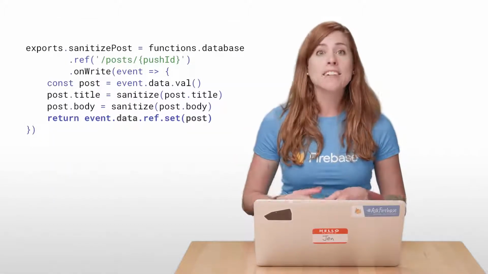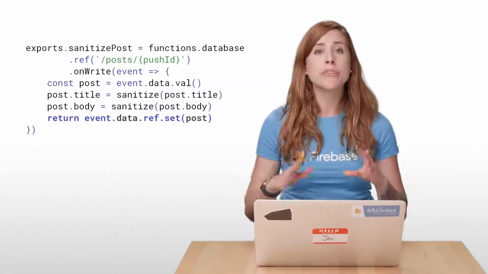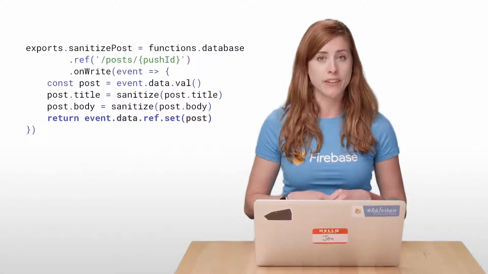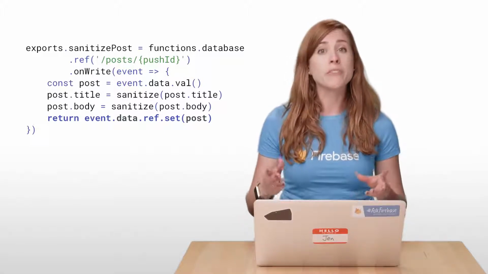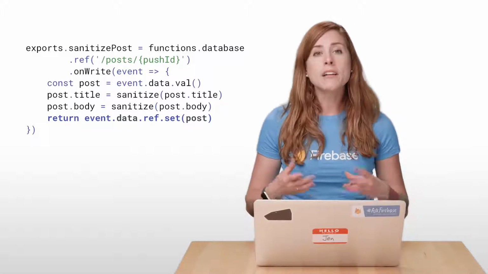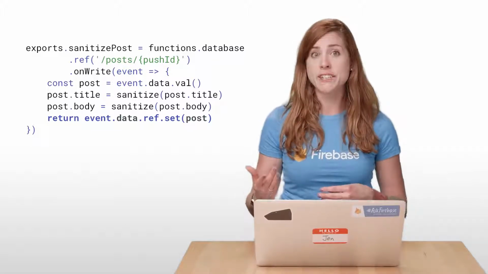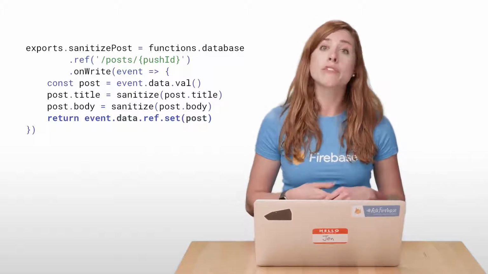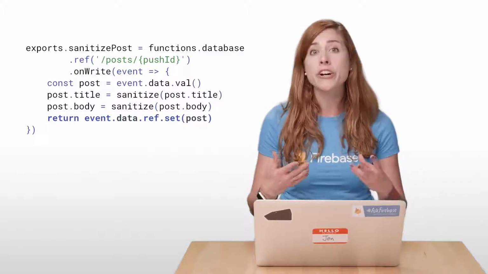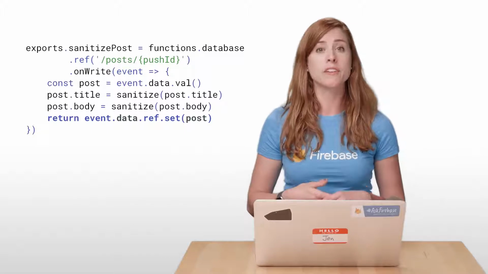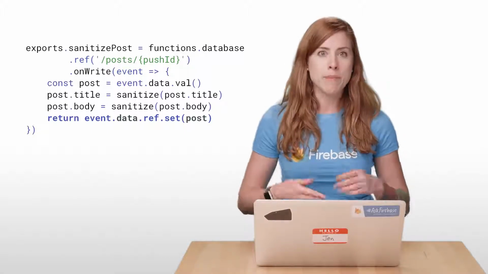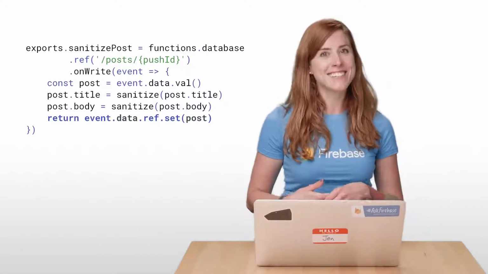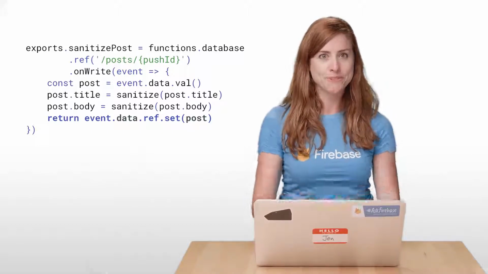Now, let's go back to that code from the last video. I returned the promise coming from the database reference set method. When you return a promise like this, Cloud Functions will wait until the promise becomes fulfilled or rejected before moving on and cleaning up that function. This is fine. However, sometimes you might want to trigger more code to execute after a promise is fulfilled. You can do that with the then method on the promise object. Let's see an example of how that can be useful.